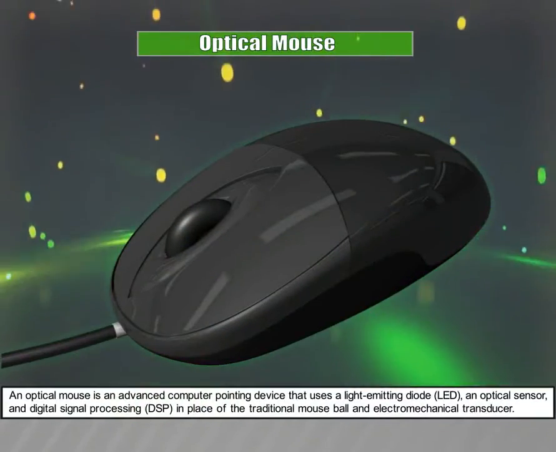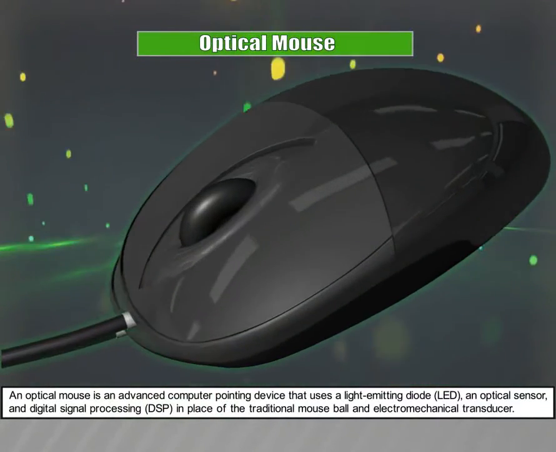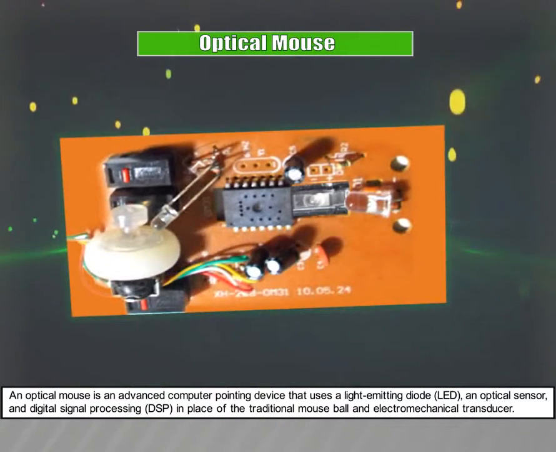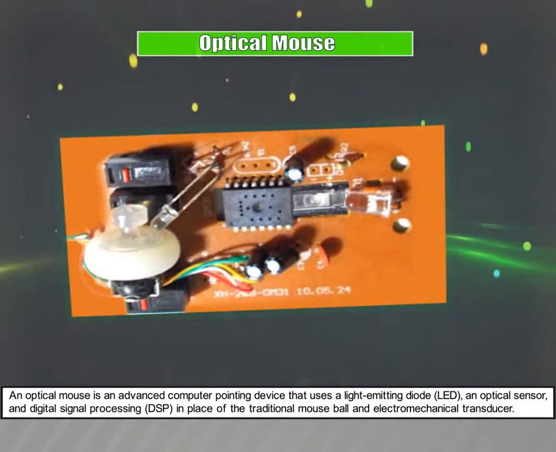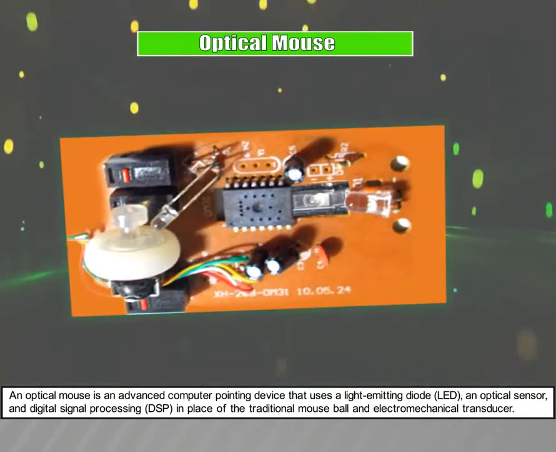Optical mouse. An optical mouse is an advanced computer pointing device that uses a light-emitting diode, that is LED, an optical sensor and digital signal processing, that is DSP, in place of the traditional mouse ball and electromechanical transducer.